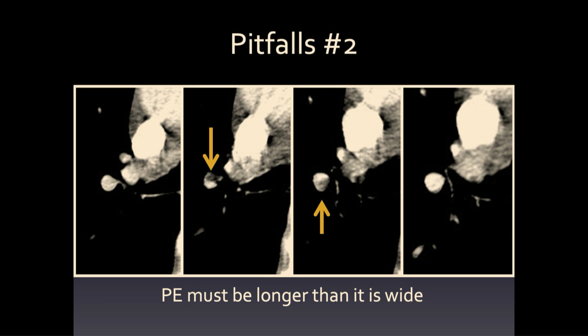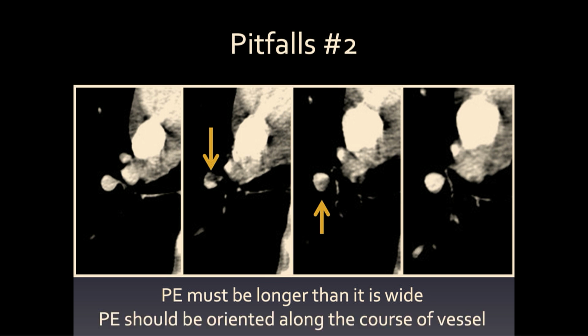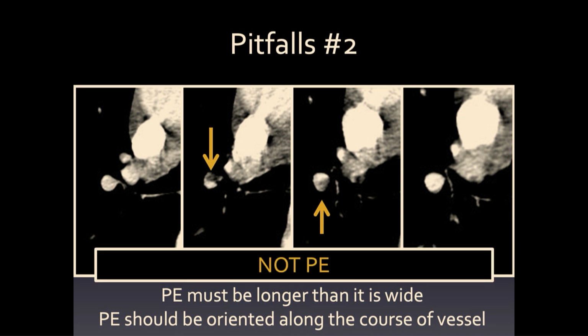And it started off on one side, went to the other. So this is that rule that it should be parallel. It should be along the course of the vessel. This one's going diagonal, so it's probably not a PE. But of course, we'd like to know what it is. So this is where we follow to my last rule, right?